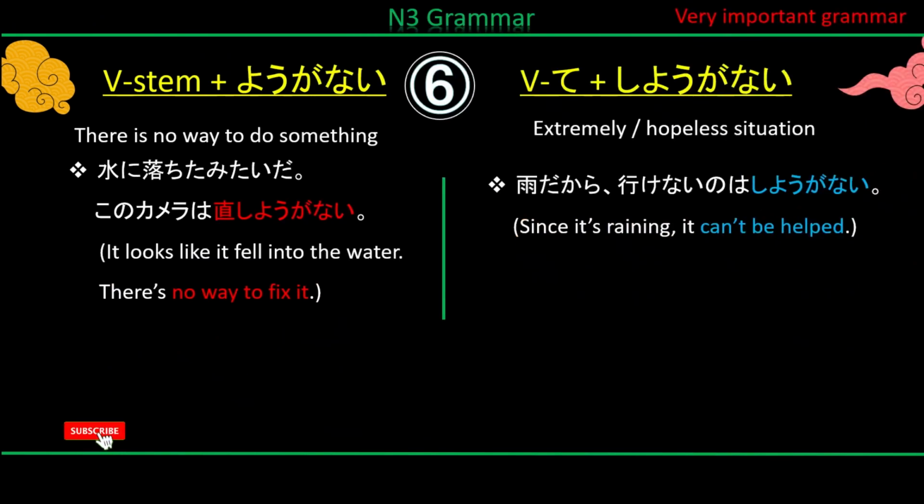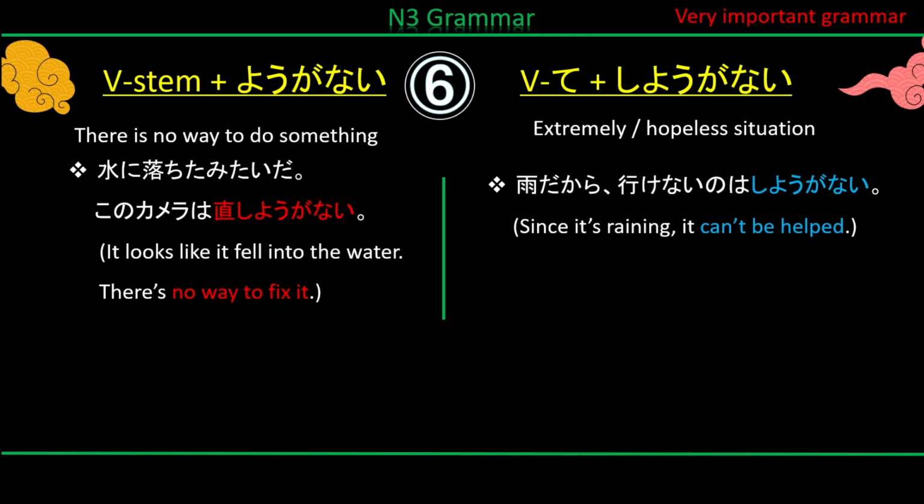Now let's move on to the sixth set of similar looking grammar patterns, ようがない and しょうがない. Because these two sound very similar, many students assume they mean the same thing. However, their meanings and uses are completely different. First look at ようがない. ようがない means there is no way to do something. It expresses a situation where the method itself does not exist. In other words, it is impossible because there is no means.